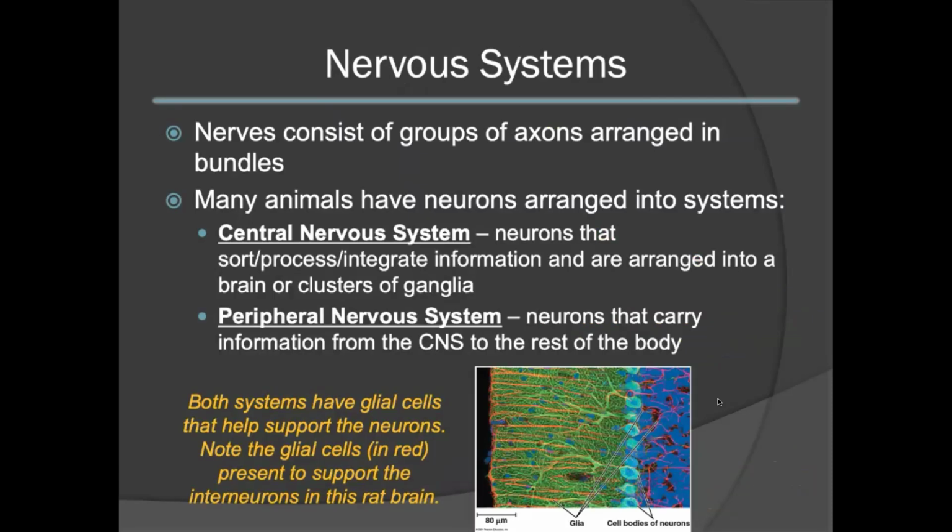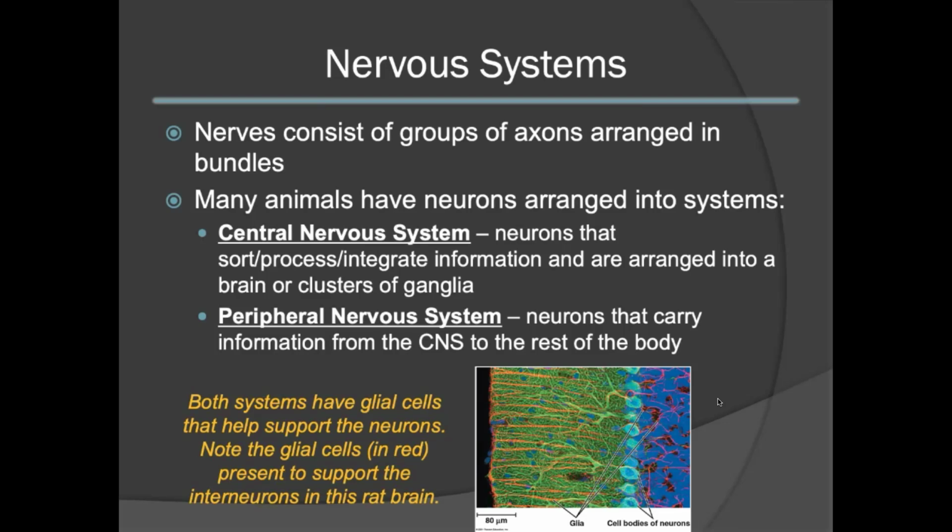Nerves consist of groups of axons from many neurons that are arranged in bundles. Many animals have their neurons arranged into two main types of systems, the central nervous system and the peripheral nervous system. The central nervous system, or CNS, has neurons that can sort, process, and integrate information. These are typically arranged into a cluster of ganglia found throughout the body, or arranged into a brain, which is typically located at the anterior end of the body. The peripheral nervous system, or PNS, has neurons that carry information from the CNS to the rest of the body.